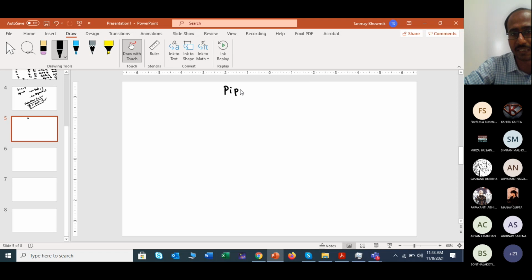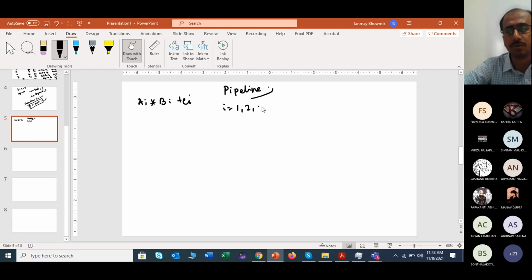So first, let me write it. We took this example: AI multiplied by BI plus CI, where I equals 1 to 7. So it is not TCI, it just looks like TCI. Let me write it properly. Okay, so this work you can think about in a pipeline format.